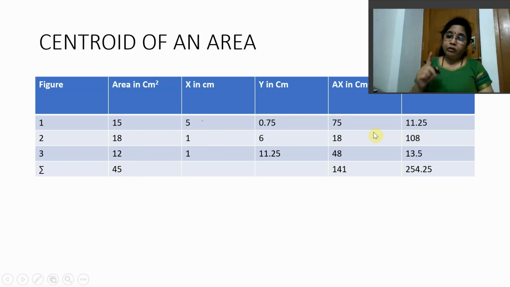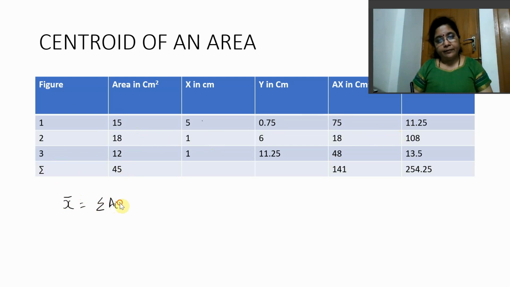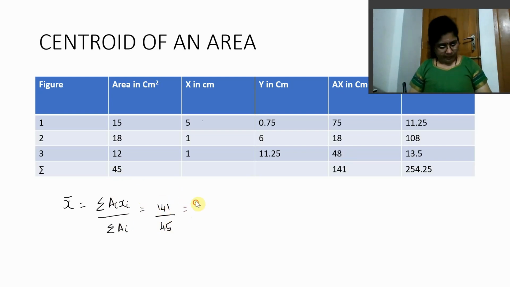So now I have to find the centroid of the entire figure. I have not given the formula yet. So I'll give you the formula now. Centroid for the entire figure x bar is given by sigma ai xi by sigma ai, which is summation of ax. What is this here? That is 141 divided by summation of area, which is 45. So what does that work out to be? That works out to be 3.13 centimeter.